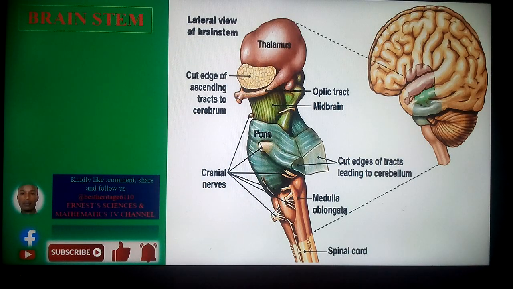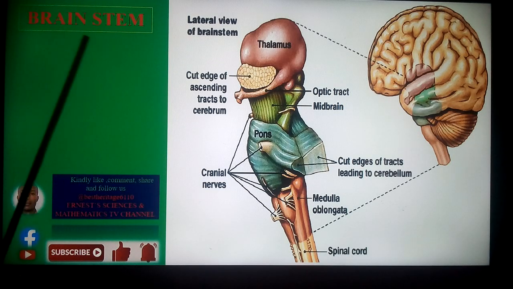The function of the midbrain is to control and coordinate some activities like eye movement. It also controls the diameter of the pupil in vision, as we're going to see later in our discussion. It also has some essential parts of interest that we're going to look at later in our detailed discussion.